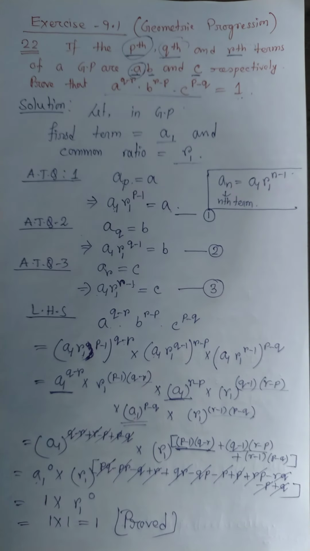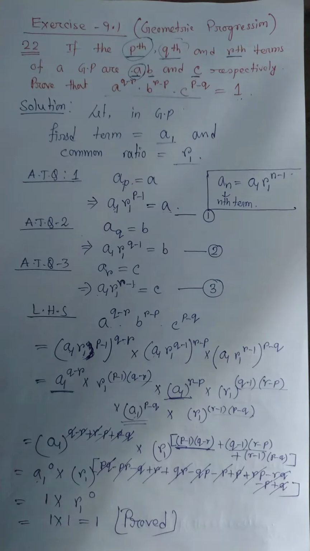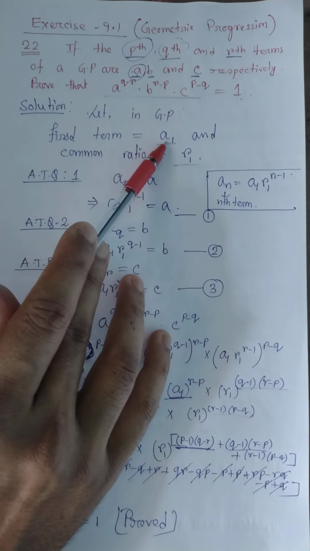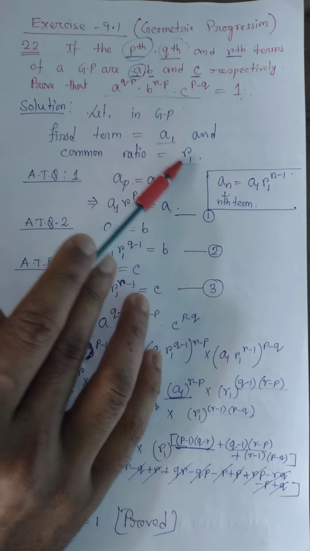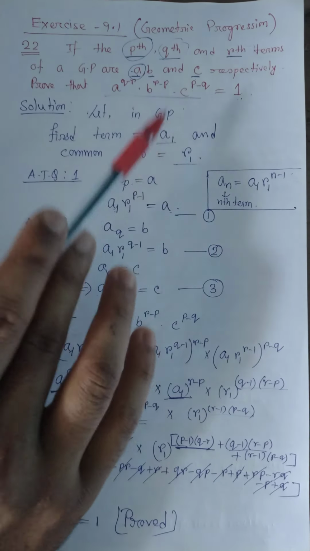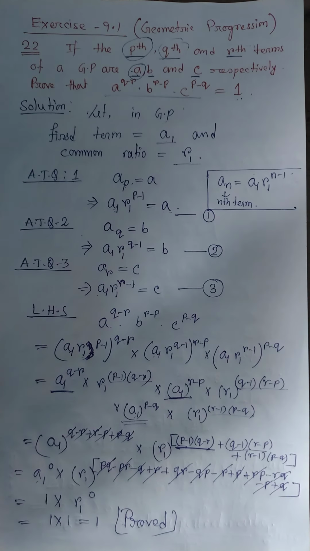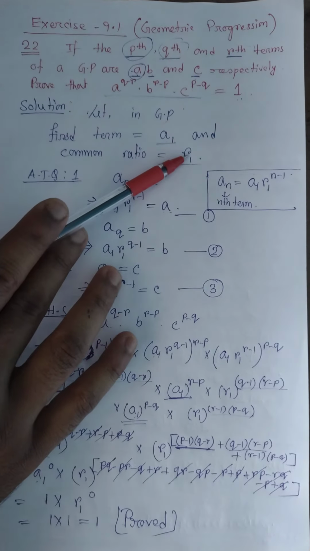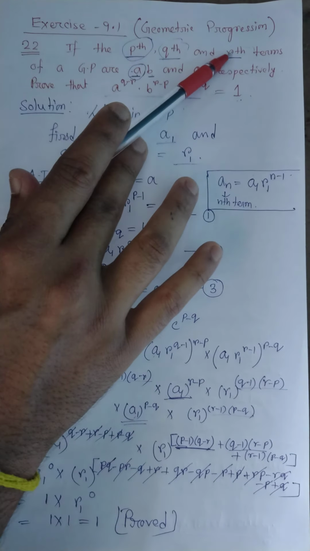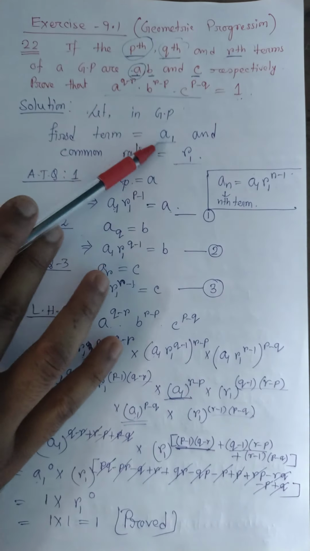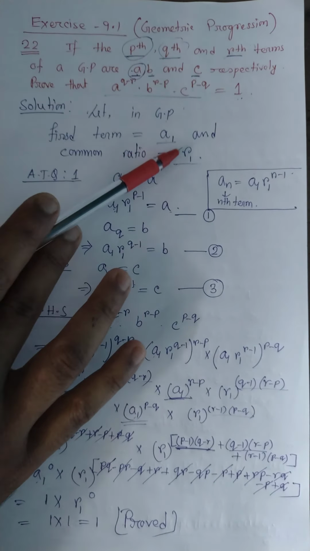Now, in the GP, the first term and common ratio are not given. That's why we assume the first term of the GP is A1 and the common ratio is R1. Why are we choosing A1 and R1? Because normally the standard first term is A and the standard common ratio is R. But we are choosing A1 and R1 here because A and R are already given in the question, to avoid confusion.